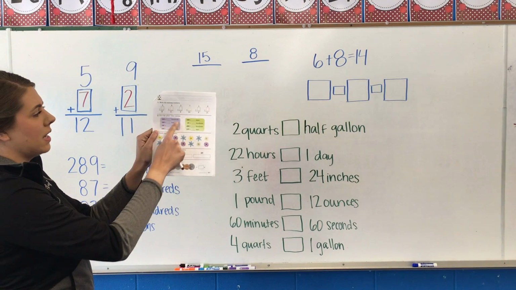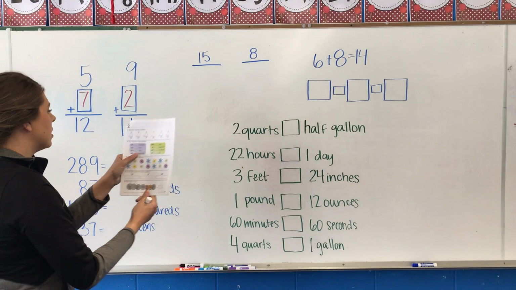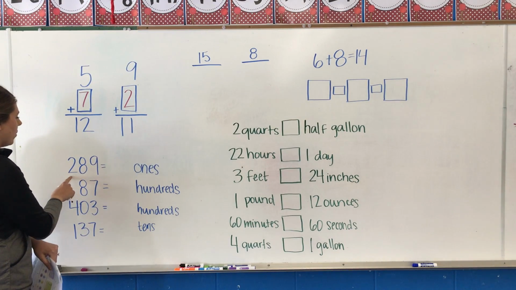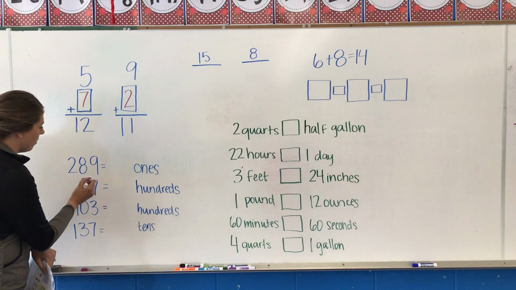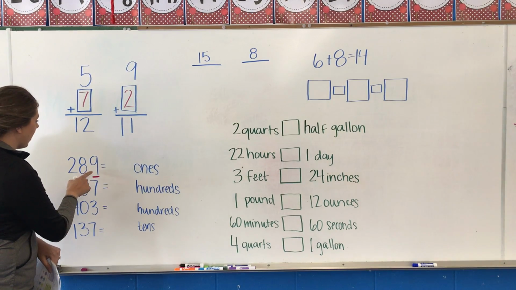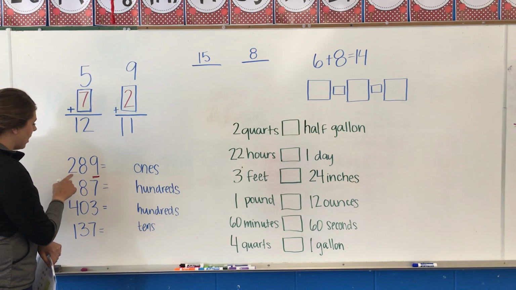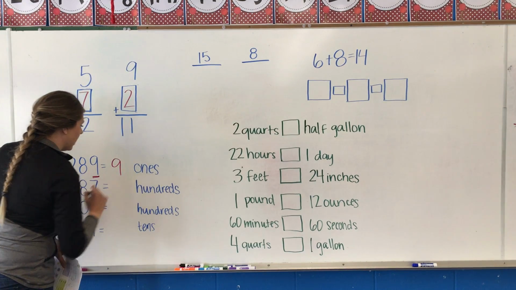And then this purple side you're going to have to do on your own, but the green side here we will do together. So for the first one, it says 289, and we want to know how many are in the ones place. So remember, this here is the ones place, and you can draw your house if you need to. So we have our ones place, our tens place, and our hundreds place. So in our ones place, we have 9 ones.